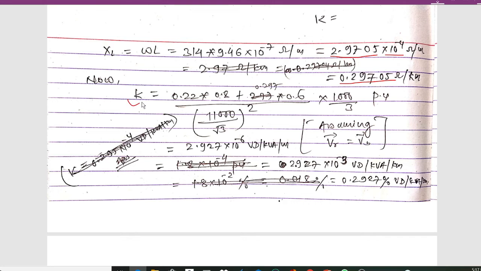And here we have now K, we have to calculate the value of K. So for K we have (R cos theta plus X sin theta) upon VR into VB into 1000 upon 3 in the formula. So in place of R we have 0.22, and in place of cos theta, means power factor, we have 0.8. Similarly, in value of X we have just obtained XL as 0.297. So 0.297 into, and sin theta will be 0.6, and VR and VB will be the same, means 11 kV, means we have to use the RMS value. So 11 into 1000 upon root 3 whole square into 1000 upon 3, and here we have assumed the value of receiving end is equal to sending end, means VR equal to VB.